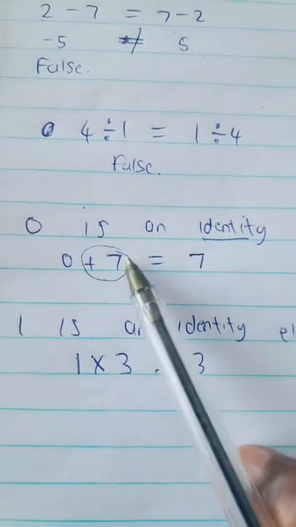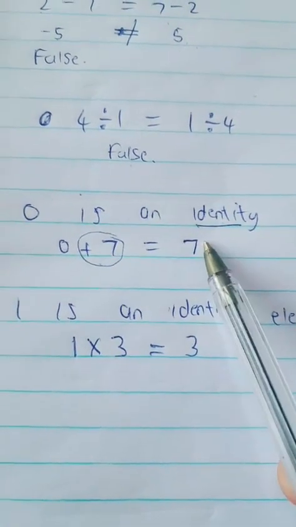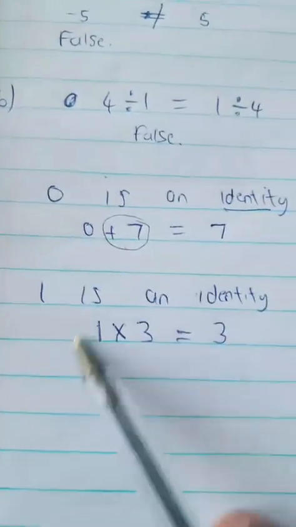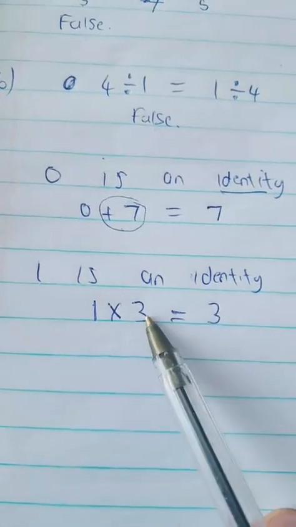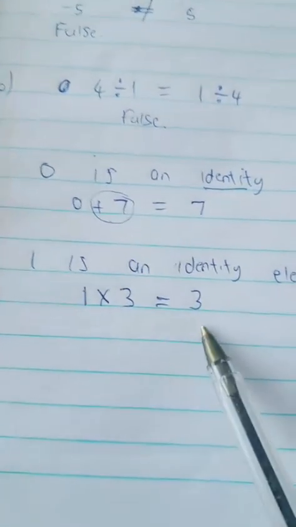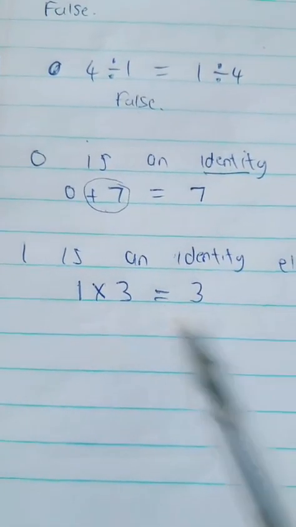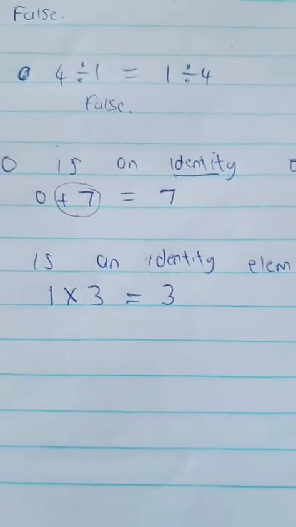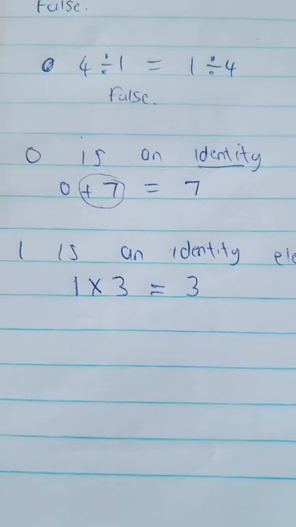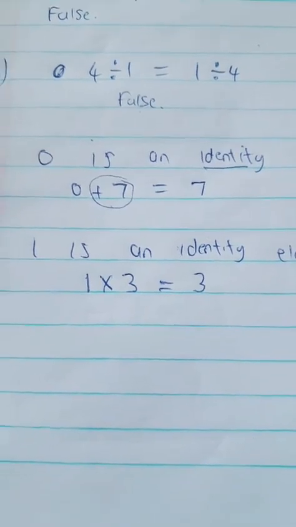So 0 is an identity element for addition. 0 doesn't change any other number when we add. 1 is an identity element for multiplication, meaning it does not change the other number when multiplied to that other number. So that's why we call it an identity element.